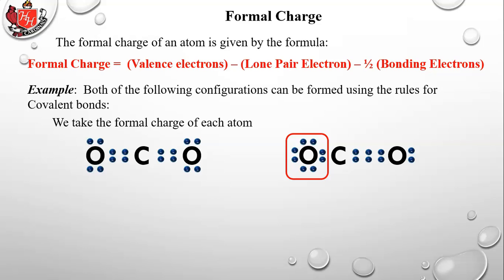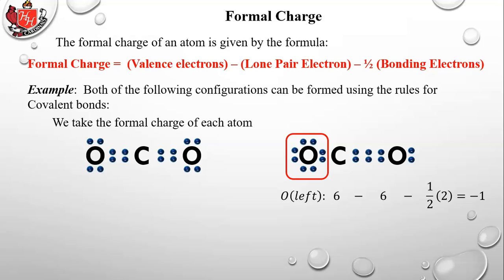Okay, now we're going to look at this oxygen. So again, oxygen always starts off with 6 valence electrons in its natural state. You can count that there are 6 lone pair electrons, the 2 on the top, the 2 on the left side, and the 2 on the bottom. Those are all lone pair electrons because they're not bonding to anything. So that's a total of 6 lone pair electrons. And then it has 2 bonding electrons in between the oxygen and the carbon, so you give it credit for half of those. So 6 minus 6 minus 1/2 of 2 equals -1.